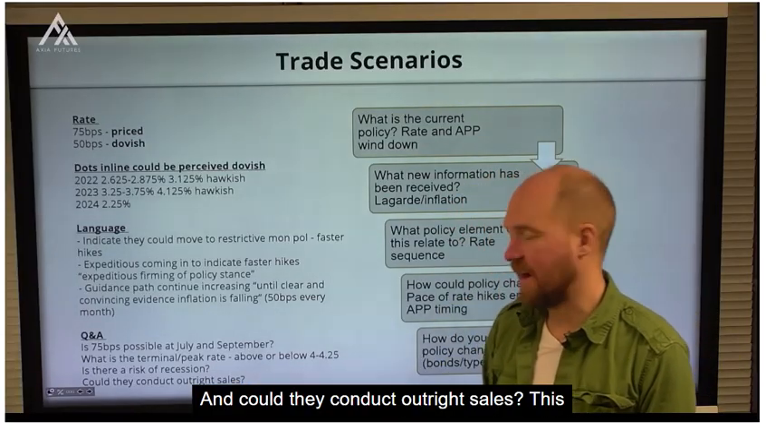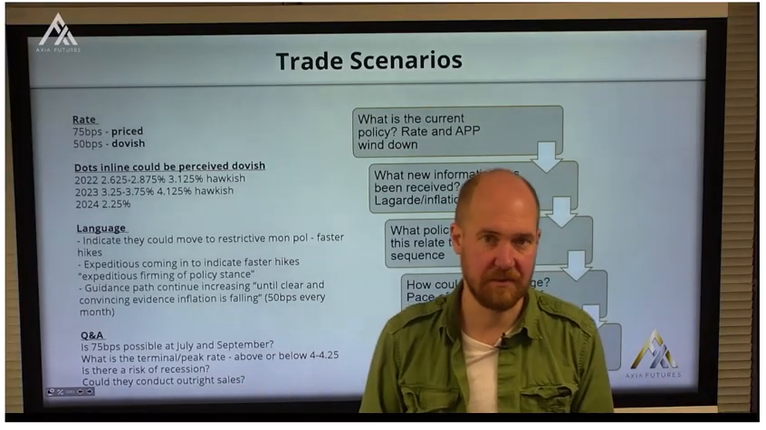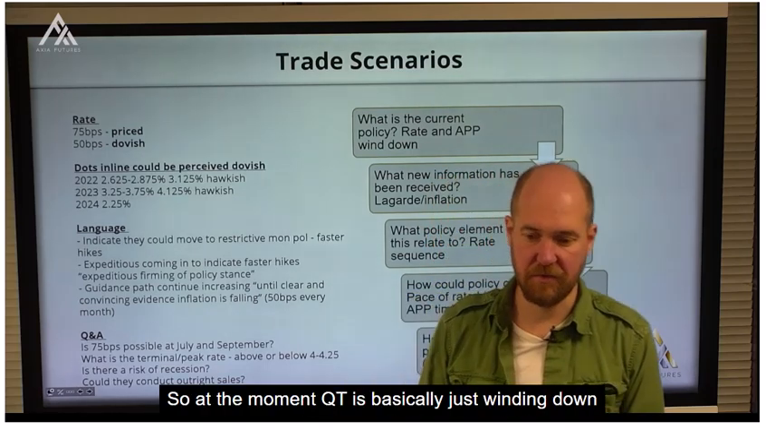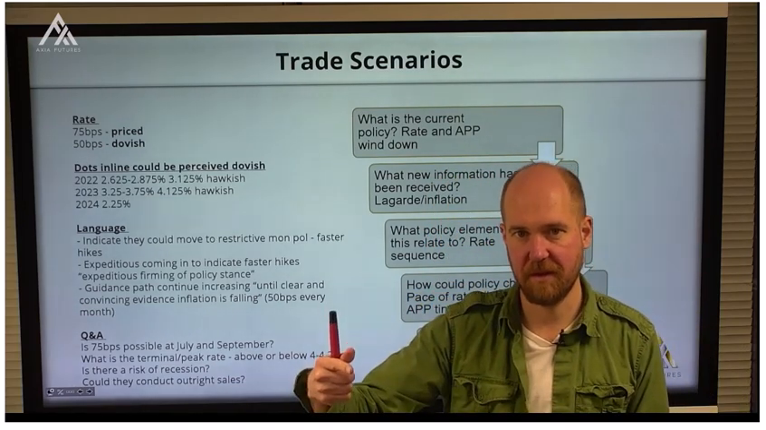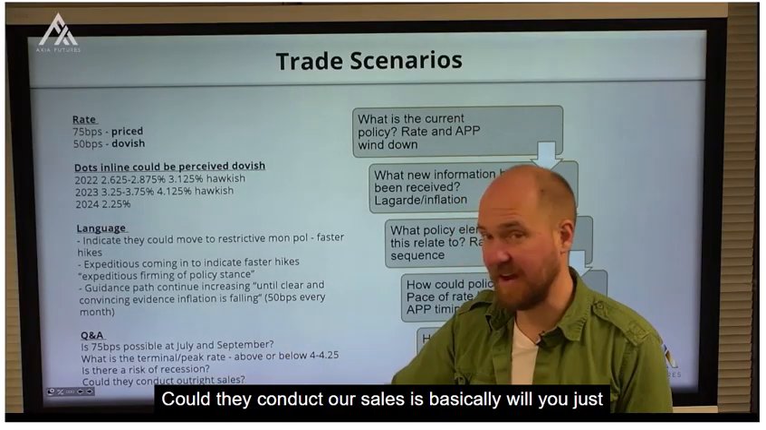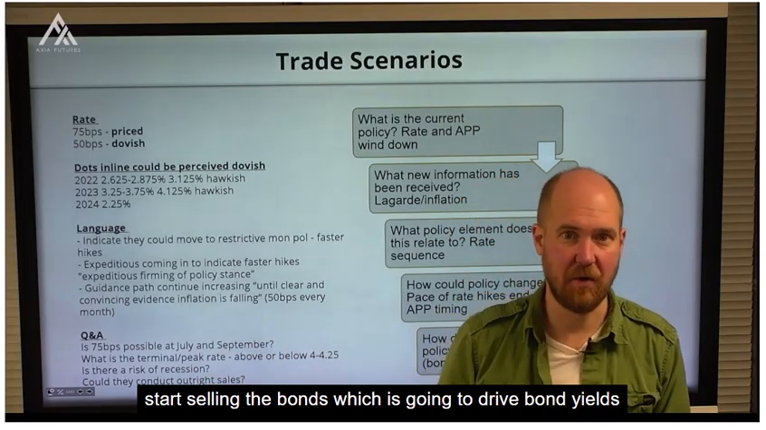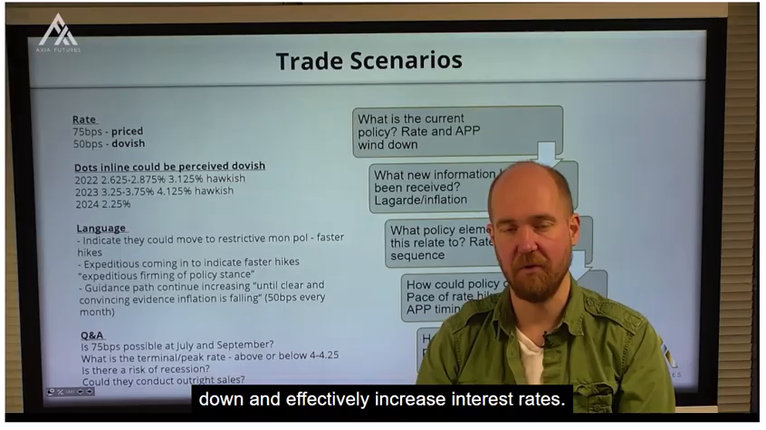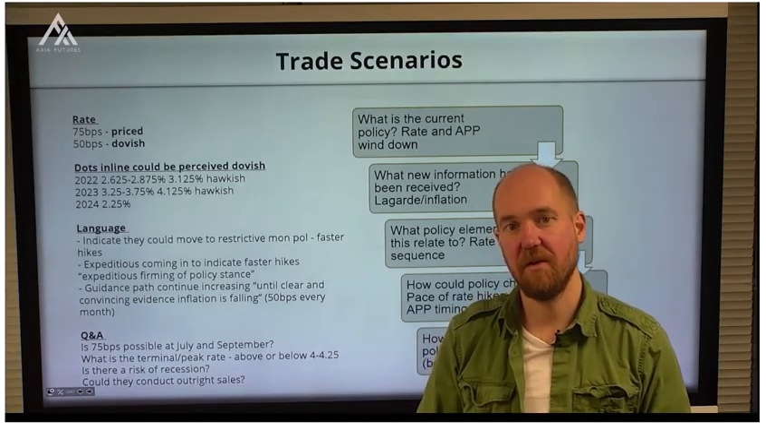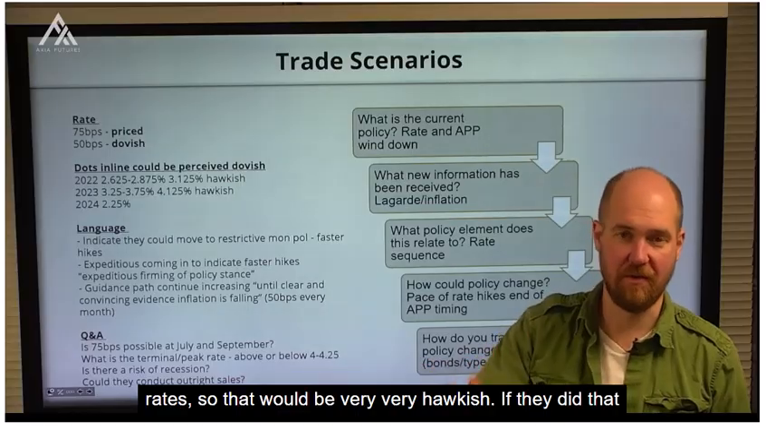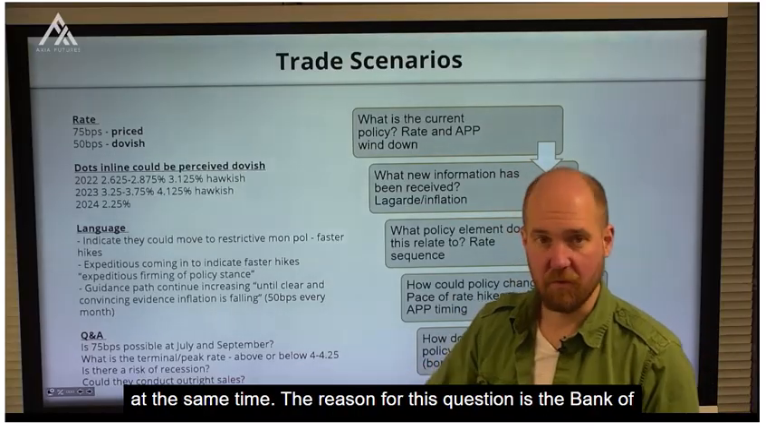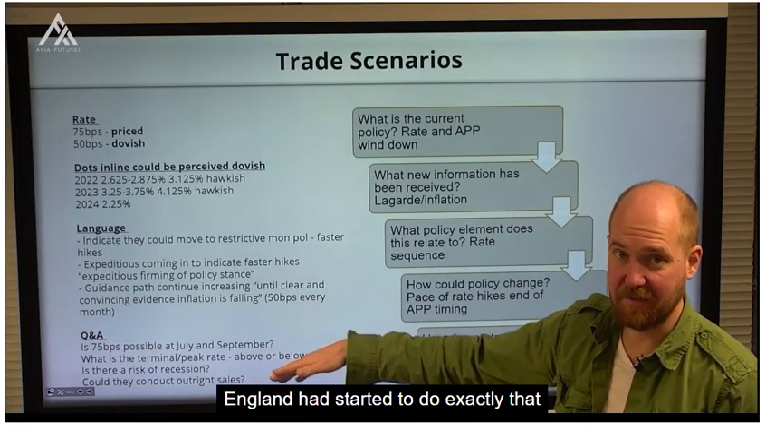And could they conduct outright sales? This is the QT side of things. So at the moment, QT is basically just winding down bonds, not reinvesting them. Could they conduct outright sales is basically, will you just start selling the bonds, which is going to drive bond yields up and effectively increase interest rates whilst continuing to raise interest rates. So that would be very, very hawkish if they did that at the same time. The reason for this question is the Bank of England had started to do exactly that.